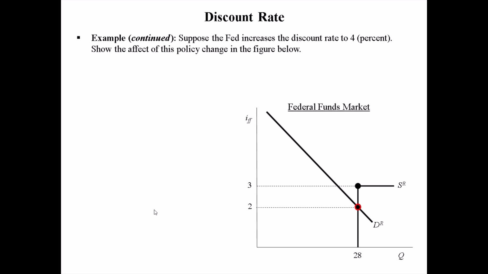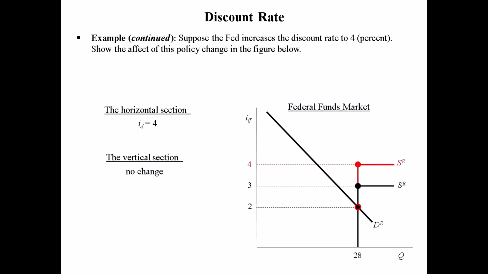Now suppose the Fed increases the discount rate to 4 percentage points, or 4%. So the new height of the supply curve is at 4. So the supply curve essentially shifts upward. Has no effect on the equilibrium. Okay.